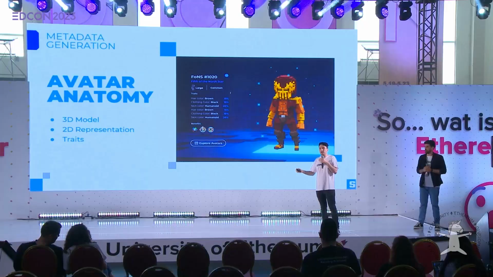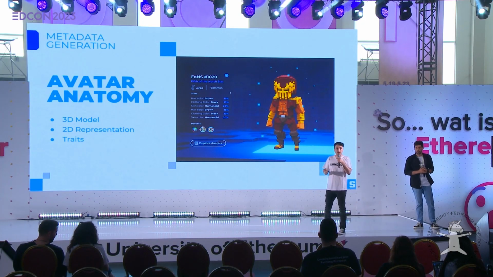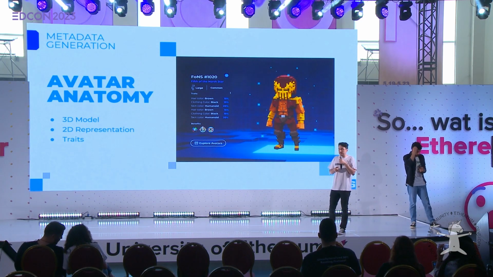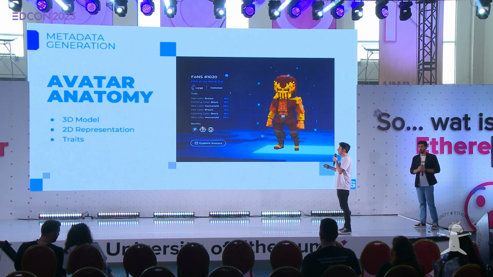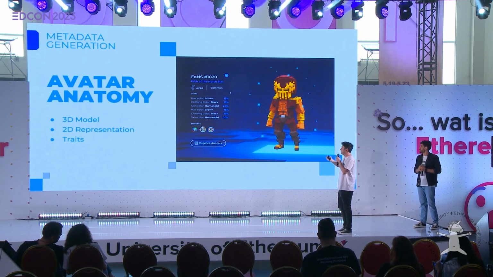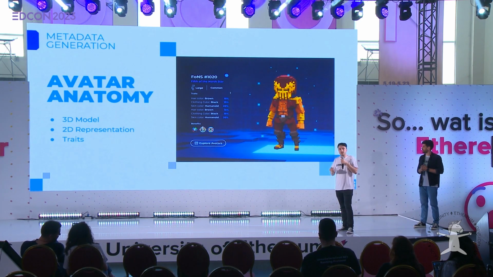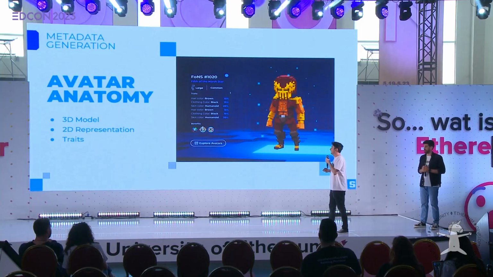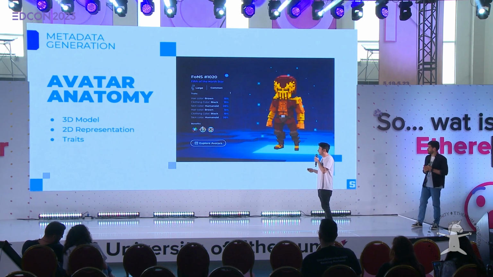The second one is the 3D model that's used in-game, and that's a highly optimized format for our Game Maker and game client tool. Next, we have the 2D representation of that 3D model, which is used on OpenSea, on Twitter, everywhere you want a PFP, basically. And the last one are the traits.